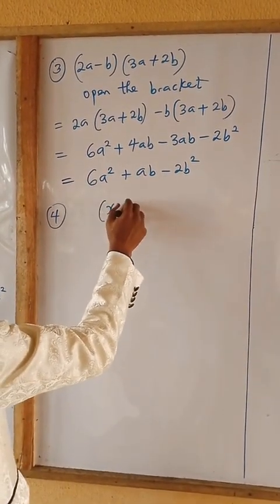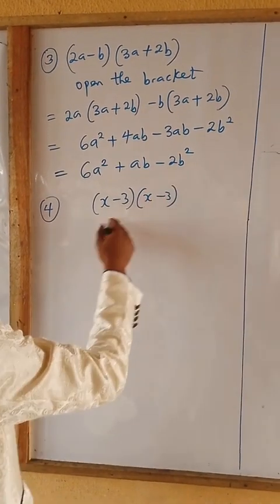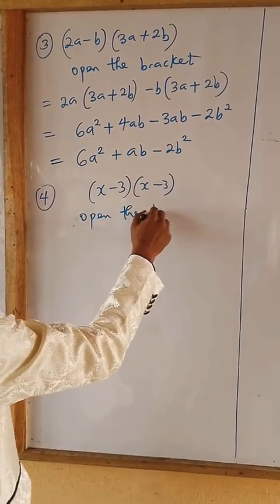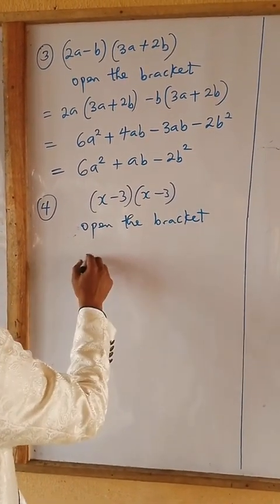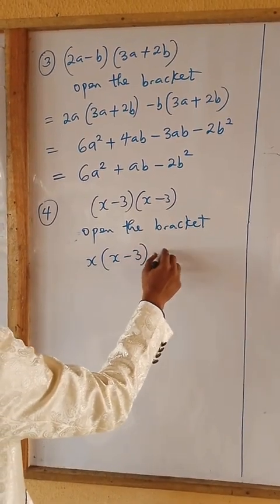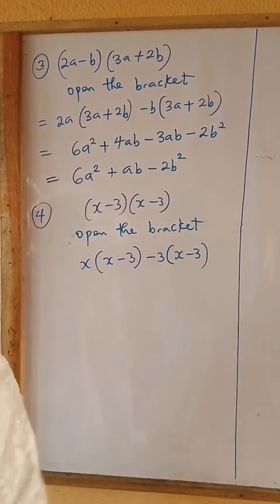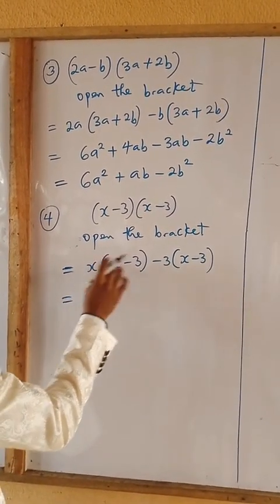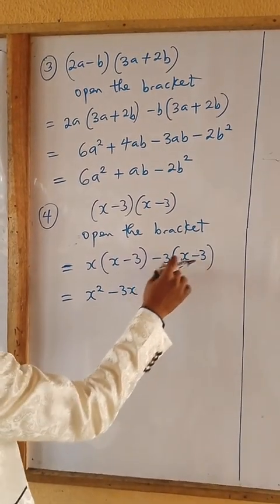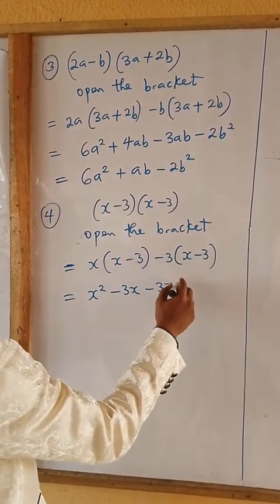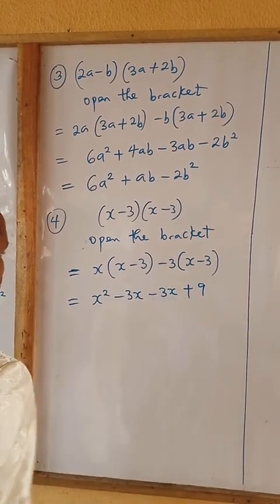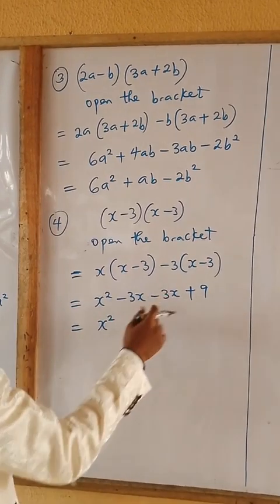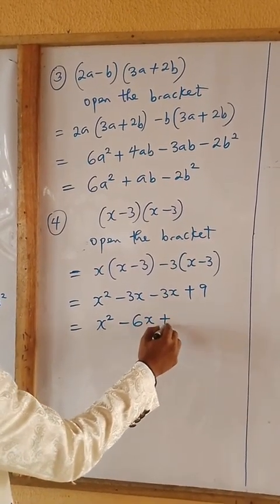Let's solve question 4. We have (s - 3)(s - 3). Then when we open the brackets, we are going to have s(s - 3) minus 3(s - 3). And our result will be s times s, which is s squared. s times minus 3 will give us minus 3s, minus 3 times s will give us minus 3s, minus times minus will give us plus, 3 times 3 will give us 9. Then we can simplify further. We are going to have s squared minus 3s minus 3s will give us minus 6s plus 9.